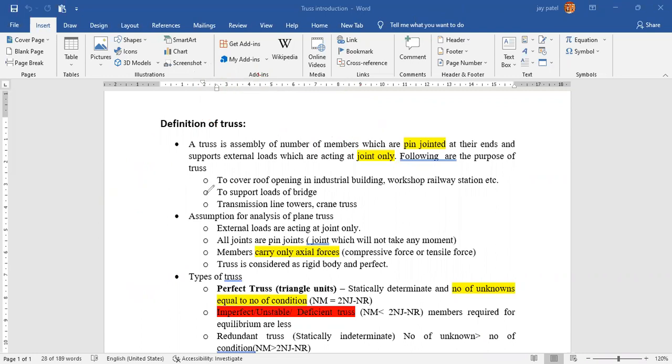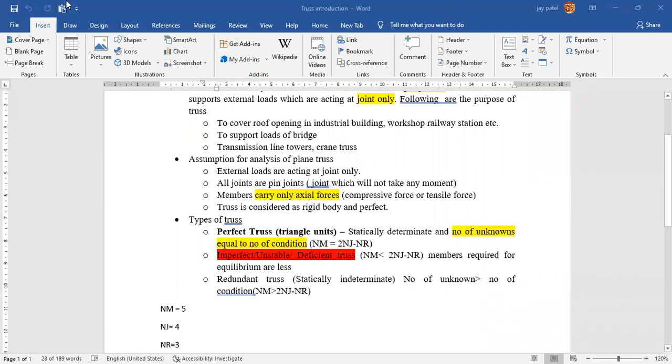Now, the next important topic: types of truss. Basically there are three types of truss: first, perfect truss; second, imperfect, unstable or deficient truss; and third, redundant truss, which is also known as a statically indeterminate truss. We have already learned what statically determinate and statically indeterminate mean. I hope all of you remember.